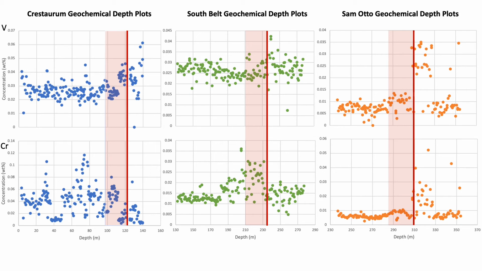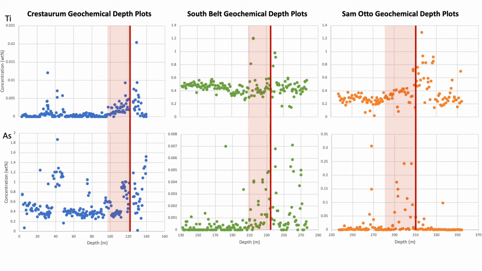Taking a look at chromium concentrations, within the Crestaurum area, we see a decrease in chromium concentration. We see the same decrease in the South Belt data as well. Within the Sam Otto, we see an increase in chromium at the location of high-grade gold. So once again, for chromium concentrations, we're seeing an increase in the felsics and a decrease in the mafics.